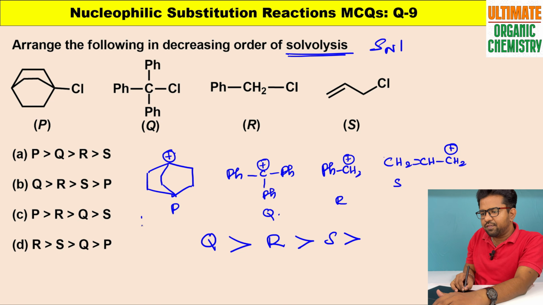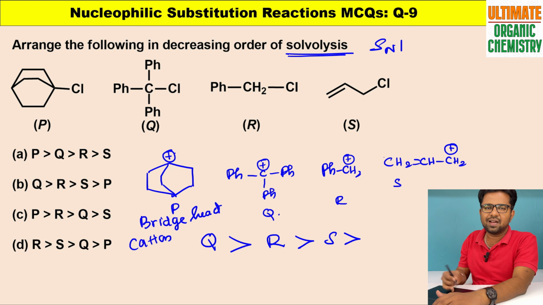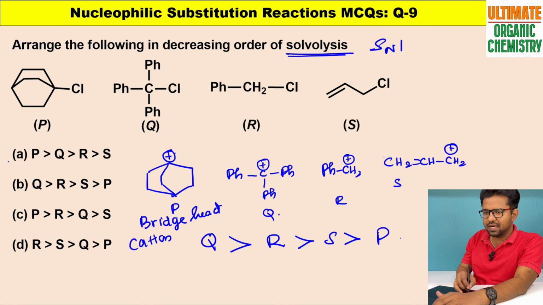This is an example of a bridgehead cation. Bridgehead cations are unstable in nature because they cannot attain planarity. I have already discussed this in carbocation related videos; you can check the videos on our channel. So bridgehead cations will be the least stable, and a cation will not form at the bridgehead position that easily. That means the least reactive is species P. So carbocation stability is considered for the SN1 reactivity order. The most reactive is alkyl halide Q, then R, then S, followed by P. So Q, R, S, P is the right answer. The right answer is option B.